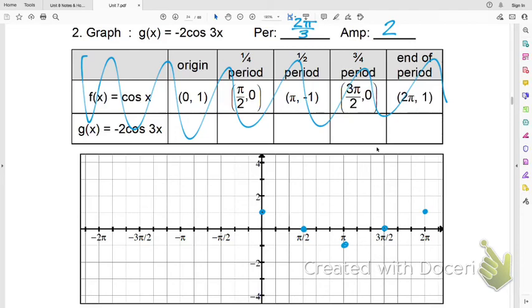Okay, so once I've got my period shortened to 2 pi, it means it's going to go max to max in 2 pi over 3. Halfway in between that, it's going to have its minimum. Halfway between the max and the min, it's going to hit a 0. Halfway between the min and the max, it's going to hit another 0. So basically, I just shorten my cosine to be fitting within 0 to 2 pi.